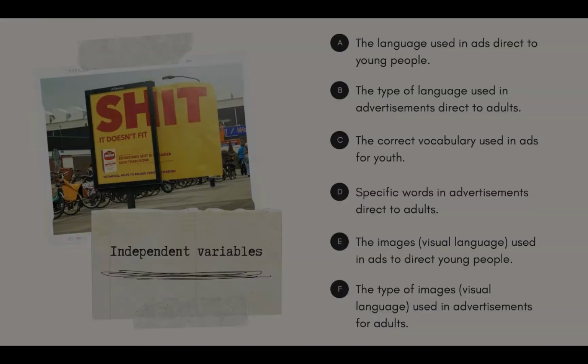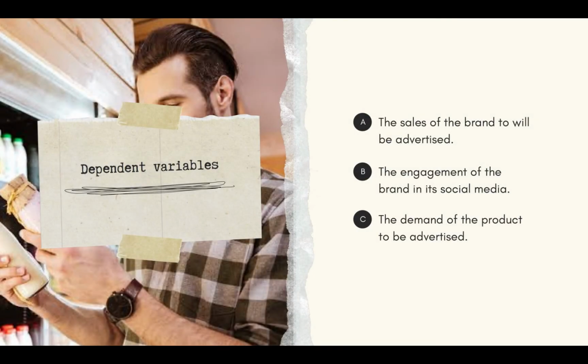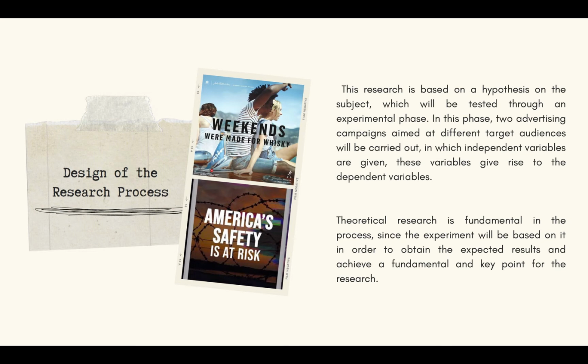for adults. In the same way, the dependent variables will be the sales of the brand to be advertised, the engagement of the brand in its social media, and the demand of the product to be advertised. These dependent variables are the variables thought to be changed or influenced by the independent variables. Design of the research process.